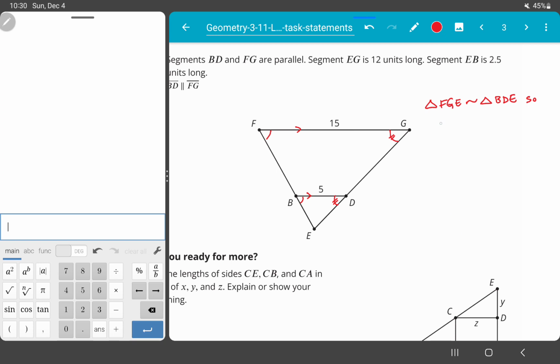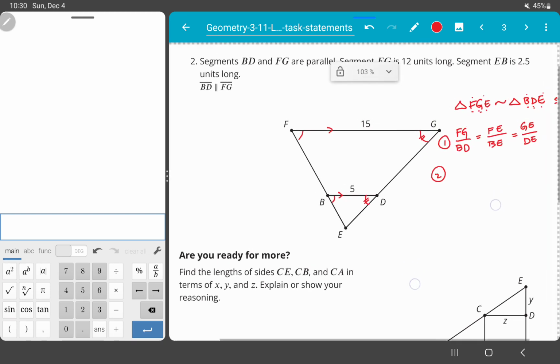So now we can write our proportions. We're going to use first two letters, FG over first two letters, BD. It's going to be equal to, we can do our first and last letter, FE over first and last letter, BE. And then we can do our last two letters, GE, over last two letters, DE. So that's our formula. And now we can plug in pieces of information that we know.